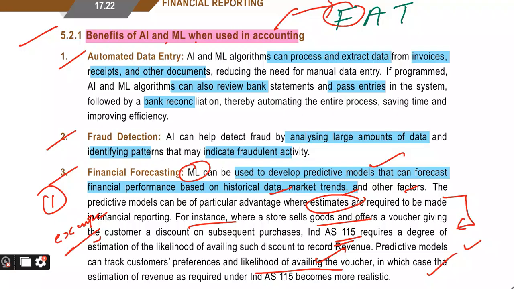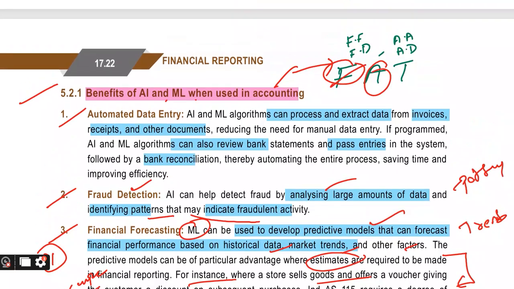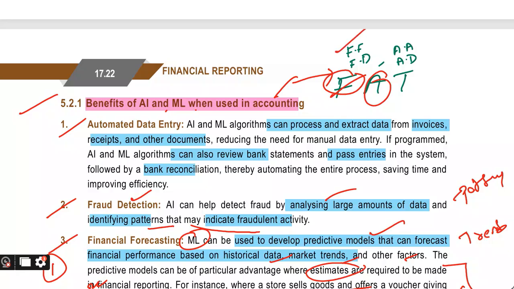Second benefit is fraud detection. Of course, you are going to analyze a large amount of data and identify the patterns, patterns that may indicate fraudulent activity. So here it is about trends, here it is about patterns. Okay, so the F point is done. Now we are going to the A point. Here financial forecasting, FD fraud detection. Here again, like F and F, here A and A, the first A and the second A.